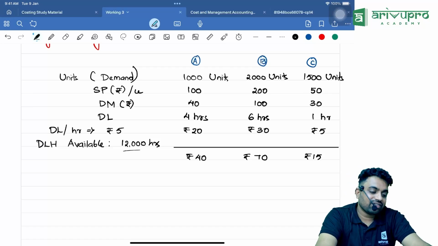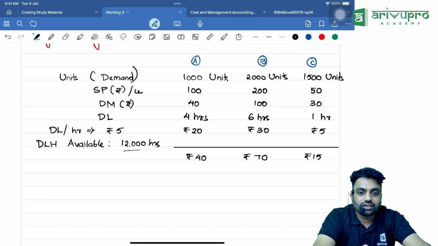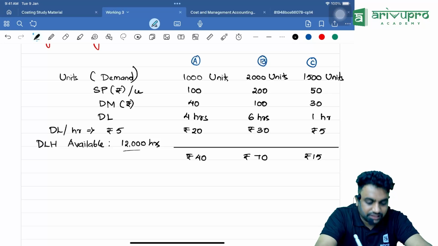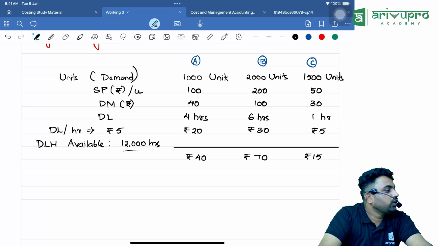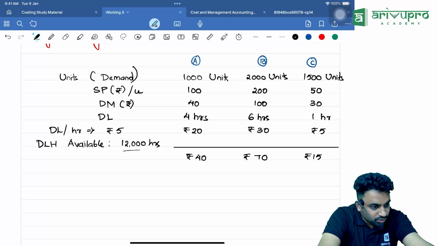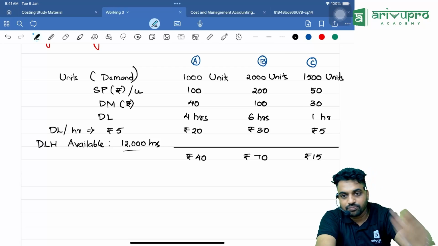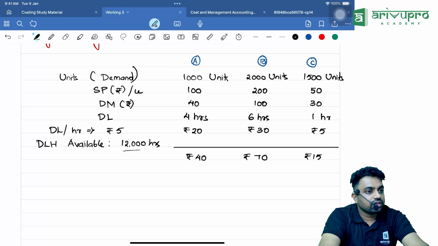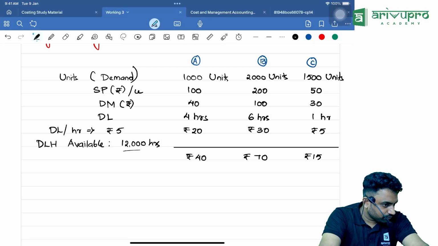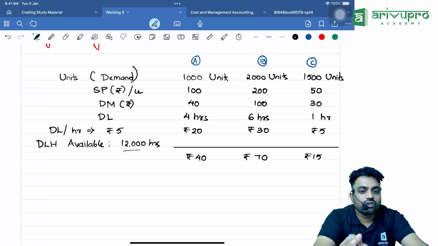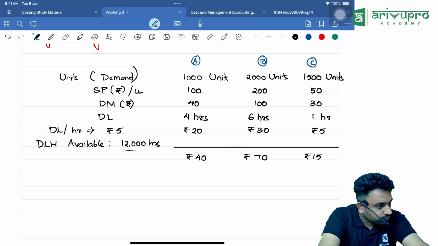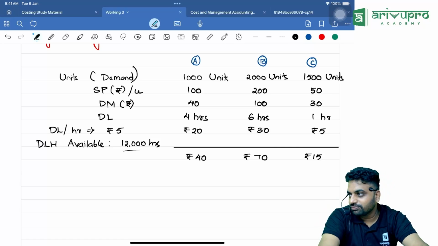Now, sir, let it be key limiting factor. What are you expecting from us from this one? I want to know. It is damn sure I can't produce 1,000 units of A, 2,000 units of B, 1,500 units of C. Now my question is, which unit to be produced? How many units to be produced?